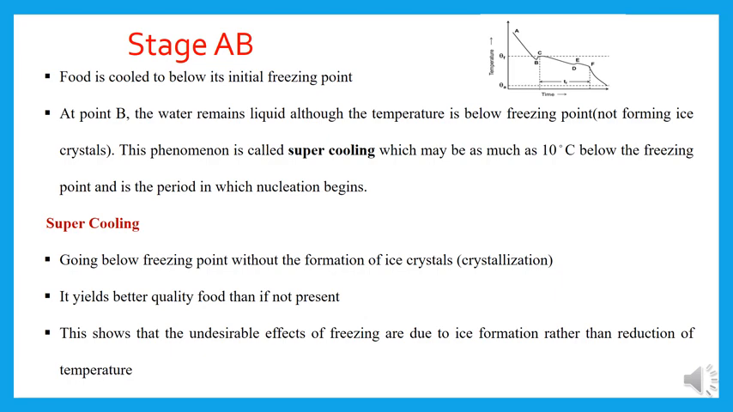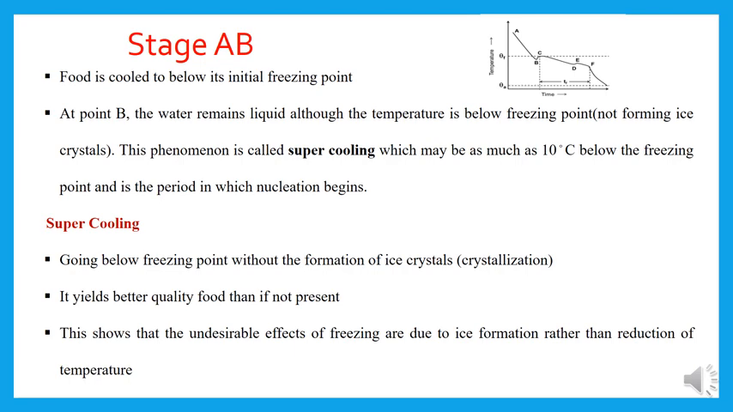Here the food is cooled below the freezing point, less than 0 degrees Celsius. That's why the point B is below theta F, that is below the freezing point. At point B, the water remains liquid although the temperature is below the freezing point, without forming ice crystals. This phenomenon is called supercooling. Supercooling is an important process happening inside the freezing process. Because of supercooling, we will get good texture.